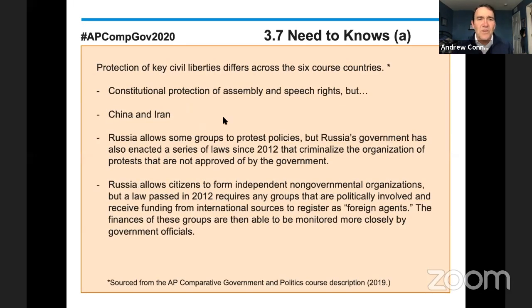And so when we talk about civil liberties, you should know how civil liberties are treated across the 6 different course countries. And I try to tell my students, and I also teach AP US government, where it's very common to distinguish between civil liberties and civil rights, because civil rights is a big part of Unit 3 in AP US government as well. And civil liberties is that protection of individual rights. It could be the right to free speech, the right to assemble, and those protections from an abuse of government.